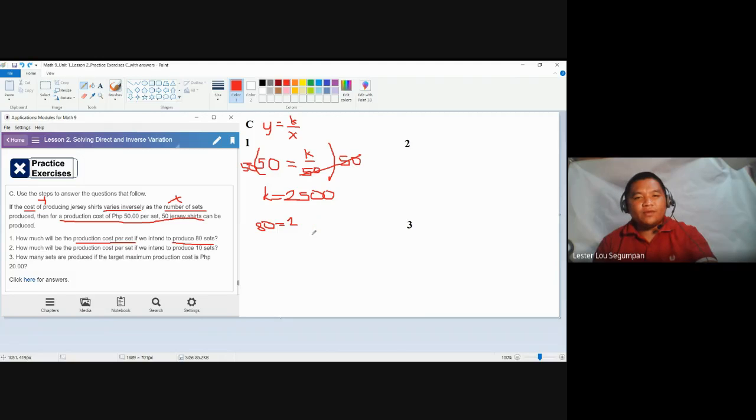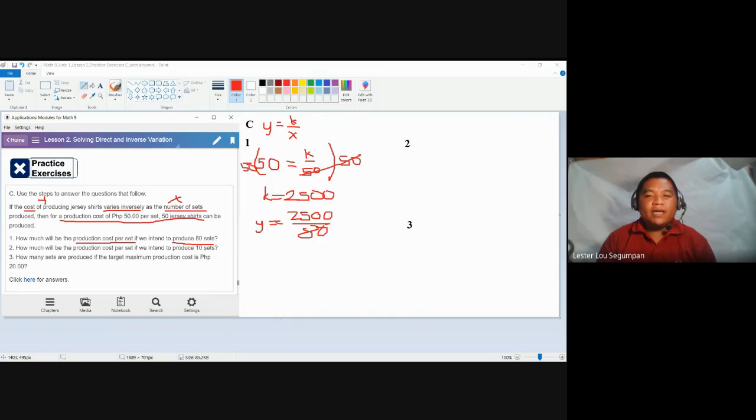Sorry, for a while, let's try to analyze the problem. If we intend to produce 80 sets, so 80 is your number of sets. That's your x. Sorry, my bad. So y is equal to 2,500 over 80 sets. I don't know if it's divisible, but let's just assume that we could, because we are asking for production cost. If you have calculators there, you may try to solve this one.